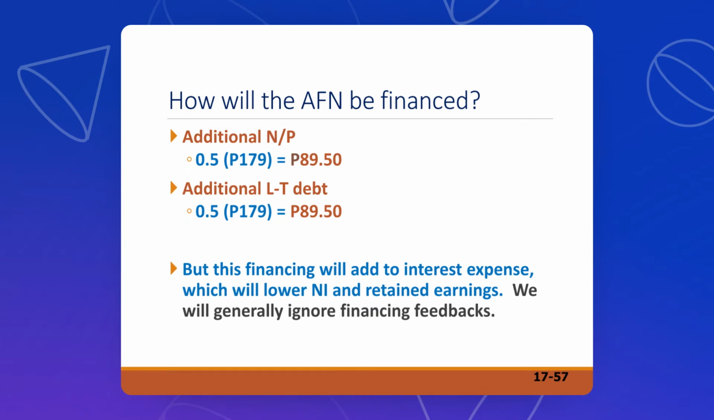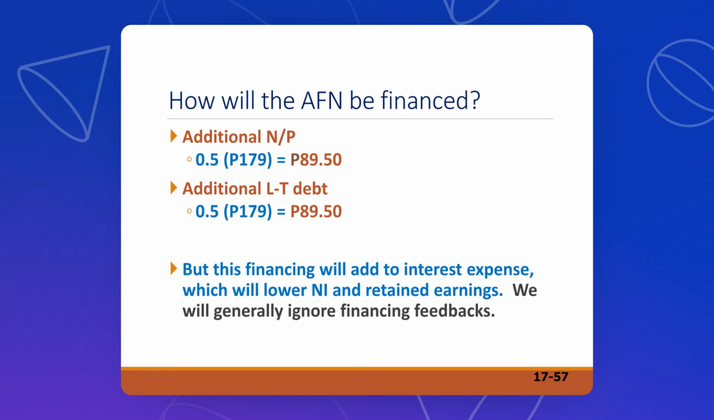So, how will the AFN be financed? So, you have additional funds needed or additional NP. So, di ba sabi kanina that 50% would be coming from the notes payable while the 50% will be coming from the long-term debt. Just multiply by 50%. Okay? 0.5 times 179 and 0.5 times 179. But this financing will add to the interest expense, okay, which will lower your net income and your retained earnings. We will generally ignore financing setback. Okay. Sige.